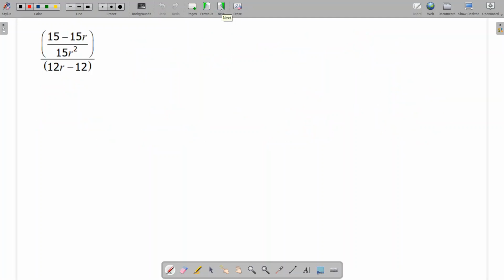Now this one, what I want you to be careful of here is that, remember, this is the fraction bar that separates the numerator from the denominator. So in our denominator, we don't have a fraction, but for the purpose of keeping this simple so that it follows the same process we've been doing, let's just make this a fraction and put it over 1. So now what I have is I really have 15 minus 15r divided by 15r squared divided by 12r minus 12 over 1.